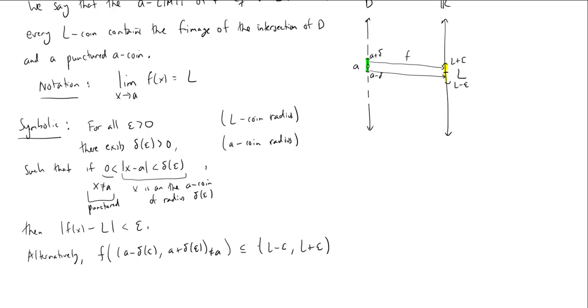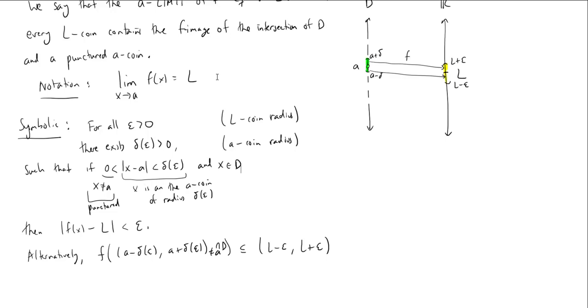For all epsilon, that's giving you an L coin. There exists a delta that gives you an A coin, such that the F image of this punctured A coin is contained in the L coin. Oh, of course, we're forgetting something here. We need to intersect with D. In fact, we forgot that over here too. So such that if this is true and x is an element of D. This is something that's very easy to forget as you're writing things down, but as you make your domain more and more exotic, this is something you have to keep track of.